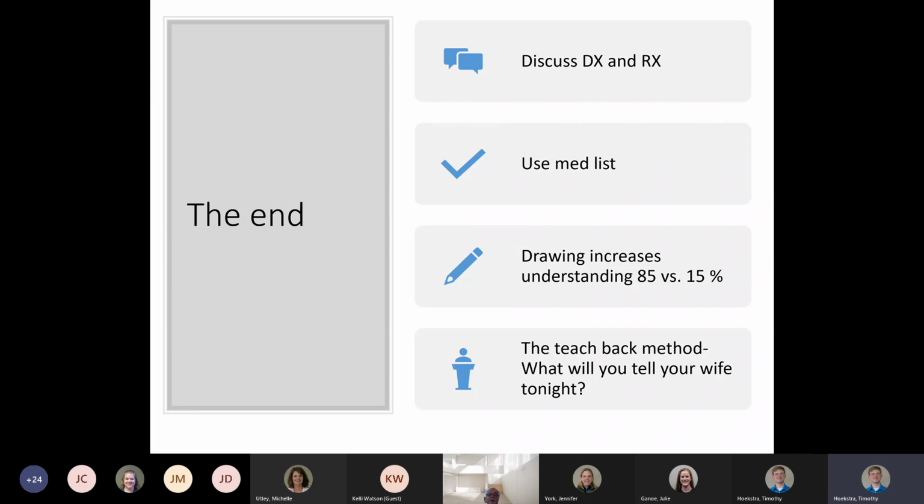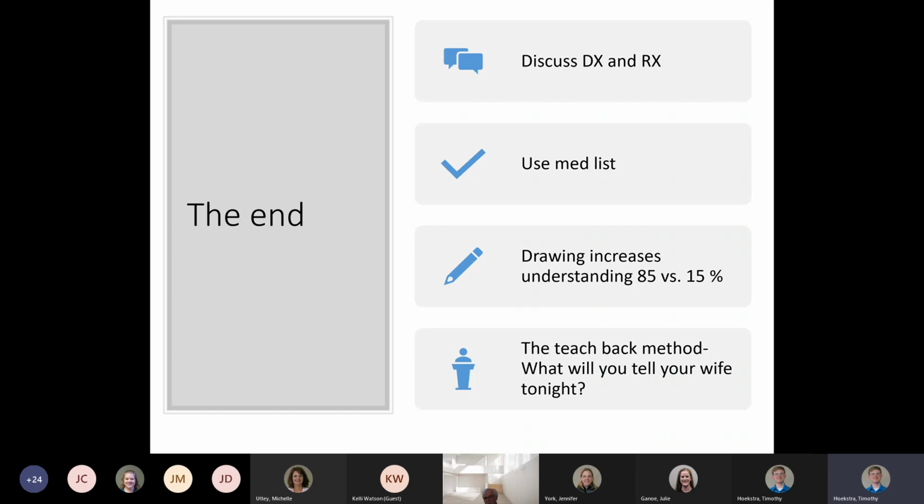All right, the final part. So we've talked about those basic things. You always want to use your med list. One thing that I think is very interesting is this drawing thing. Drawing really increases understanding a lot.